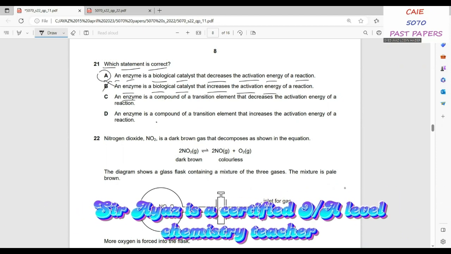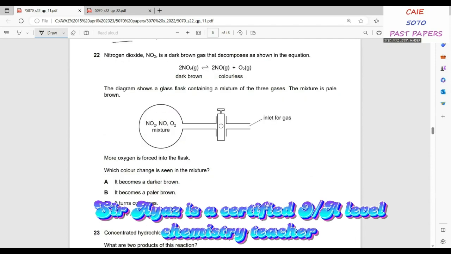C, an enzyme is a compound of a transition element that decreases the activation energy of a reaction. It's not necessary that it's a compound. It might be a transition element. So this is also wrong. D, an enzyme is a compound of a transition element that increases the activation energy of a reaction. This is also wrong.